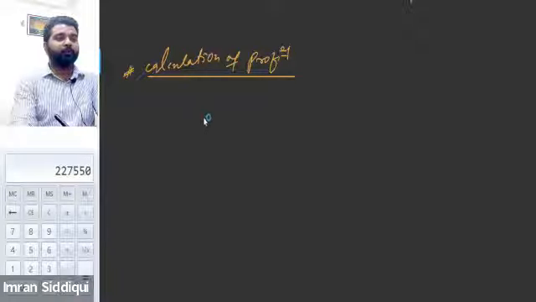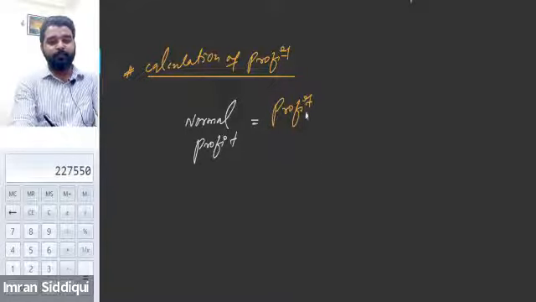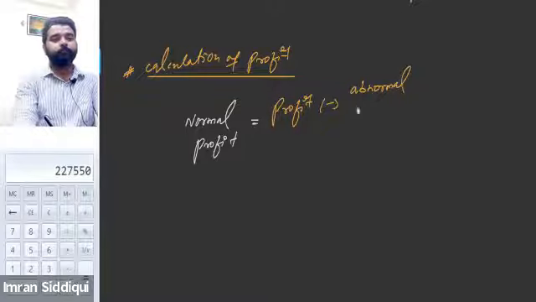See, for finding out the normal profit of any business, what do we do? First of all, we take the entire value of the profit, whatever profit is given in the question. We take that value, and out of that profit, we subtract all the abnormal incomes or gains.